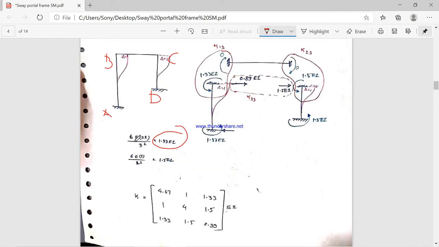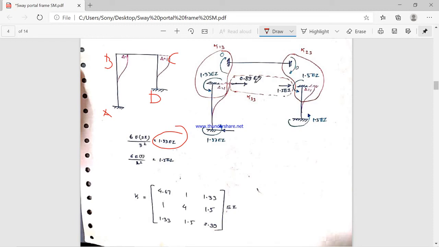So first of all we have to calculate the moment for AB. So AB will be equal to 1.33 EI. So 1.33 will be formed. Here also, for the second case, 1.5 will be formed.